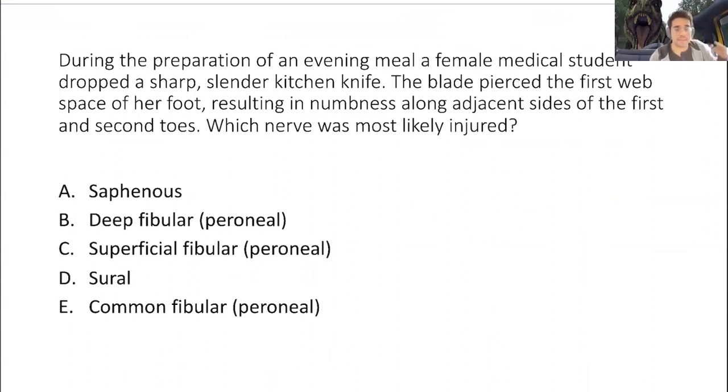Yep. You guys are killing it. This is the deep fibular component. Remember, what type of numbness is along the adjacent side of the first and second toe? Which nerve is most likely injured? What are we likely thinking about? What's injured, guys? First and second toe, lateral aspect. Deep fibular, right? It's the deep fibular.